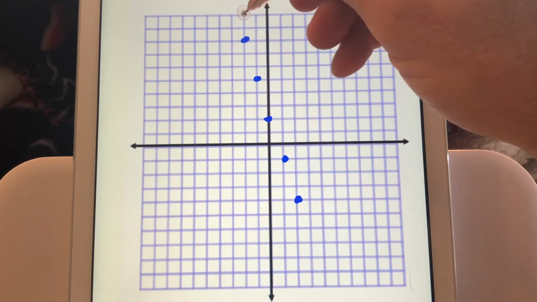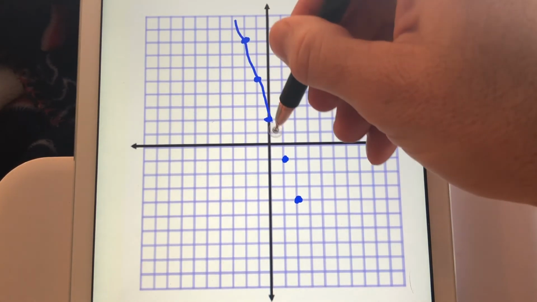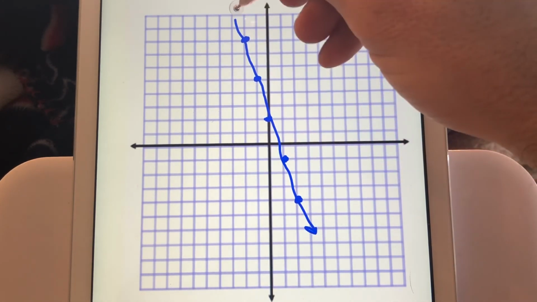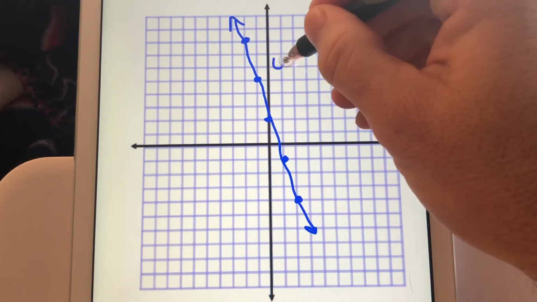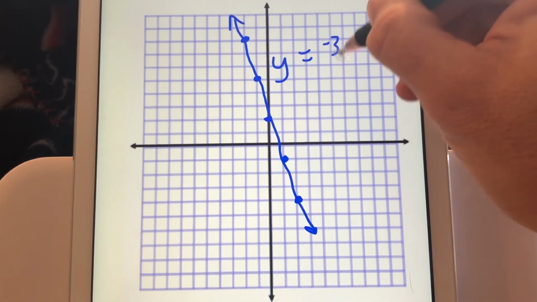Because our domain is all real numbers, we want to connect those points. We want to put arrowheads on the ends because it goes on forever. So that's going to be the graph of y equals -3x plus 2.